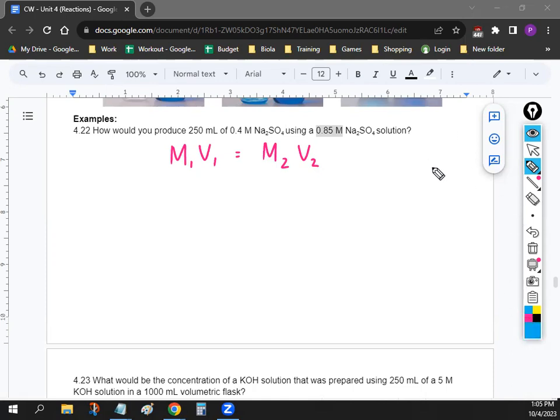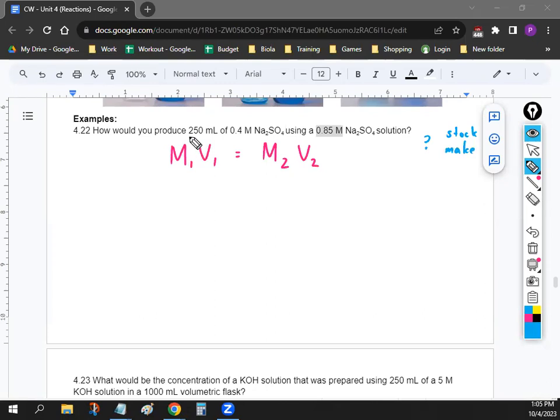All right, now the question you want to ask as you go through this problem is, look at the numbers and ask yourself, does this number apply to the original solution, the stock solution, or does it apply to what you want to make? Okay, so that's what you want to ask yourself.